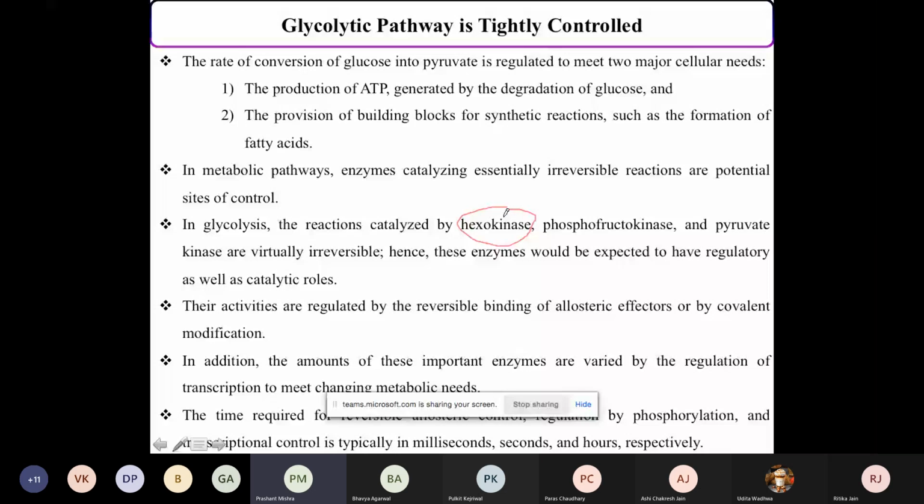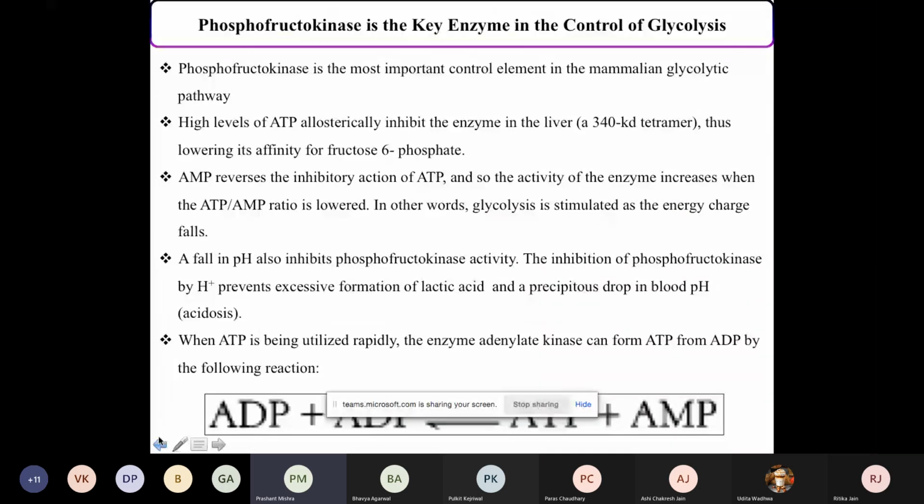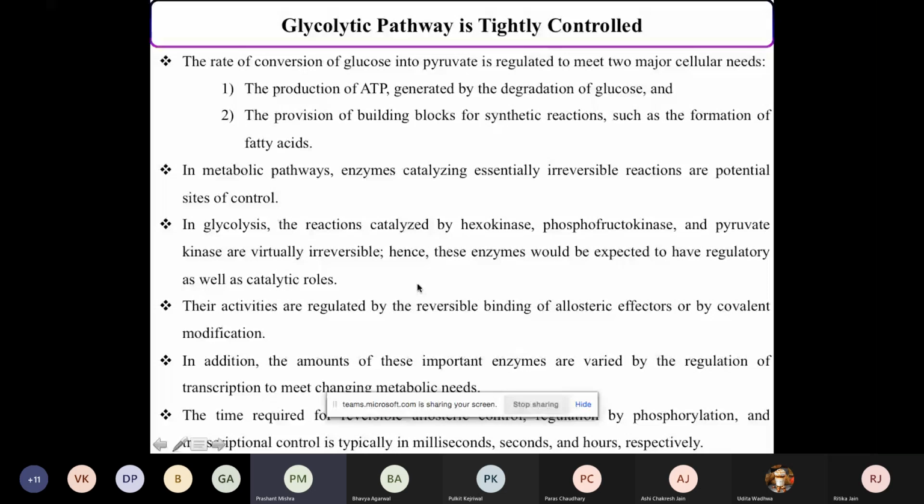What is the role of phosphofructokinase? Phosphofructokinase, you have seen, is converting fructose 6-phosphate into fructose 1,6-bisphosphate. You will be learning that this is an enzyme which is very, very important, and it is the one which will be controlling most of the reactions. We will talk about how it is involved in different control mechanisms for phosphofructokinase. The third one is pyruvate kinase. All these are virtually irreversible reactions, and hence these enzymes are the regulatory enzymes.